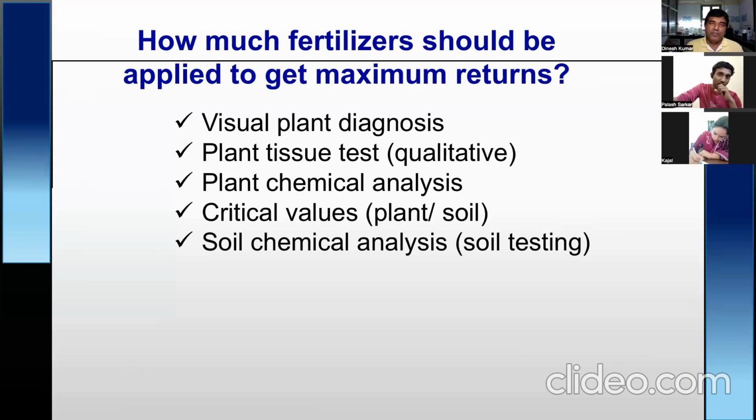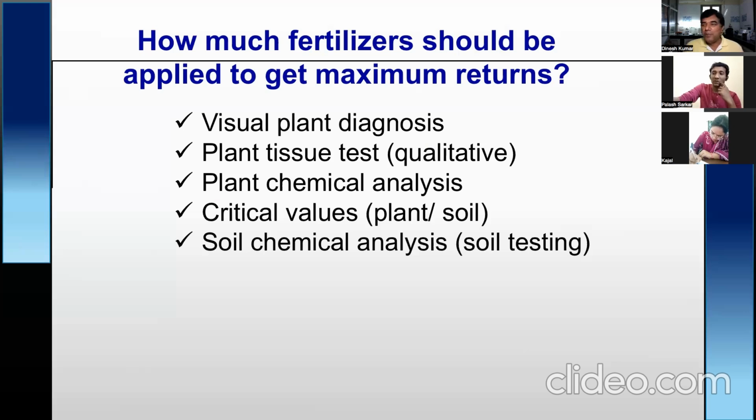10% growth is reduced at that particular level where you get 10% reduction in growth or yield of plant is called as critical level for toxicity, critical level for deficiency in soil and plant. Critical level for deficiency in soil, critical level for deficiency in plant. Is it okay? Now you reverse it.